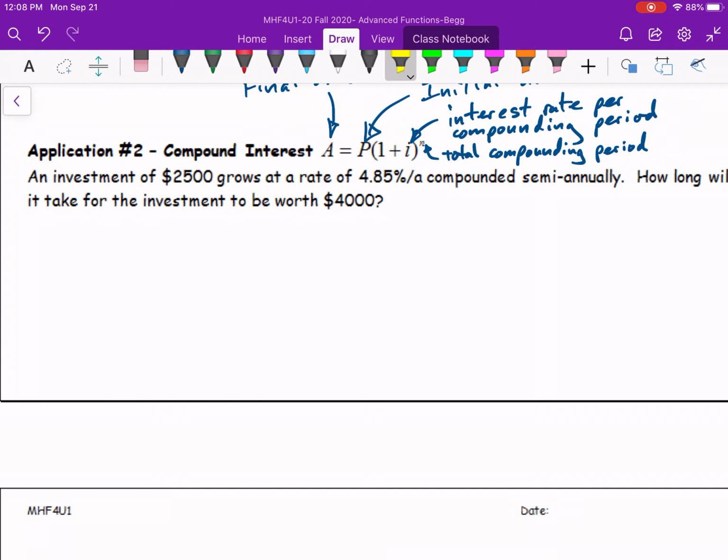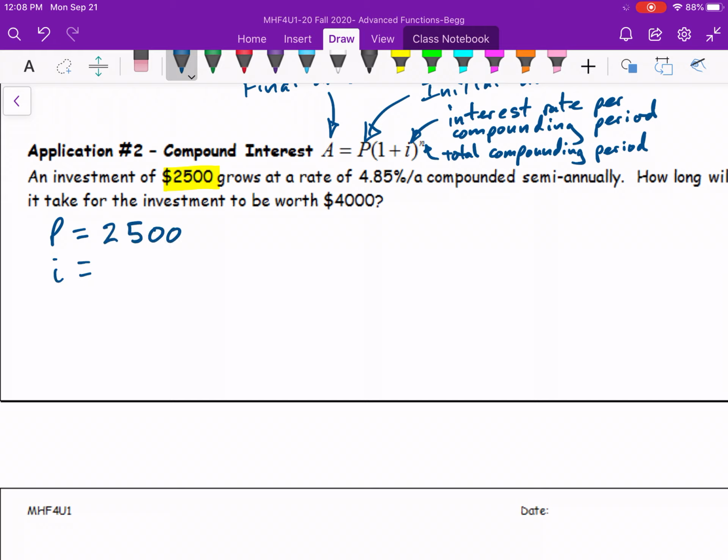So for this example, the investment is $2,500. That's our initial amount. In fact, let's write it down here off to the side. I prefer to do this for compound interest ones because we have to do a couple calculations. So 2,500, I'll write that there.